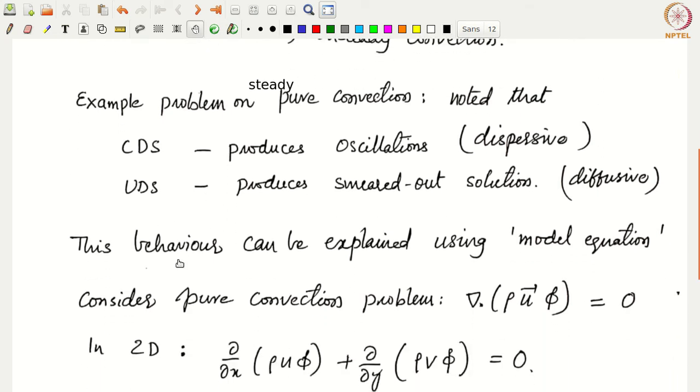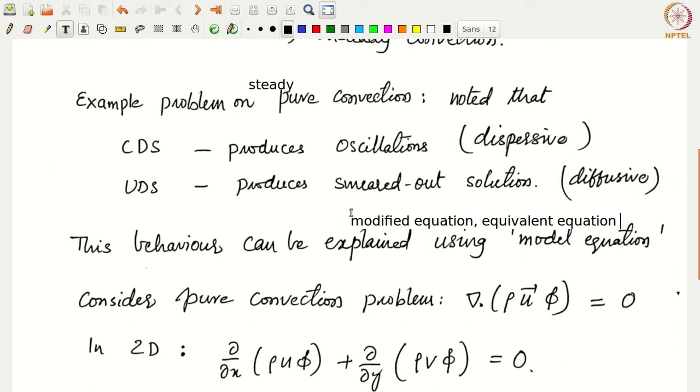Now, can we explain this behavior using a model equation? So today we're going to see how to construct this model equation, also known as the modified equation. We will explain this behavior of dispersion and diffusion using a modified equation, also known as an equivalent equation. These are equations which are written from the original governing equation. We're going to see how to construct these modified or equivalent equations for a given equation and see if we can explain the behavior. Okay, so that is the agenda for today.